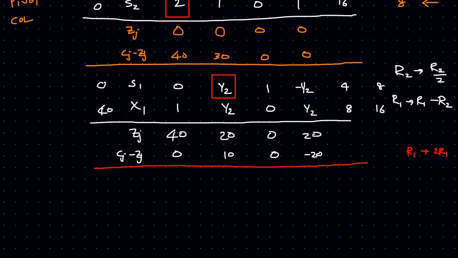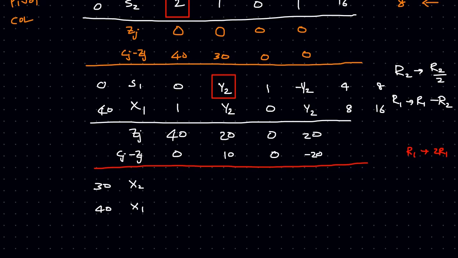So now S1 will be leaving and x2 will be entering, and x1 stays the same. Correspondingly, for x2 the coefficient was 30 and for x1 it is 40. And then for row 1 we have to multiply with 2 throughout. Okay, so this row should be multiplied with 2 throughout.